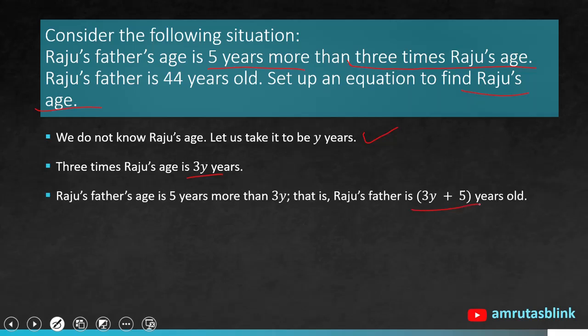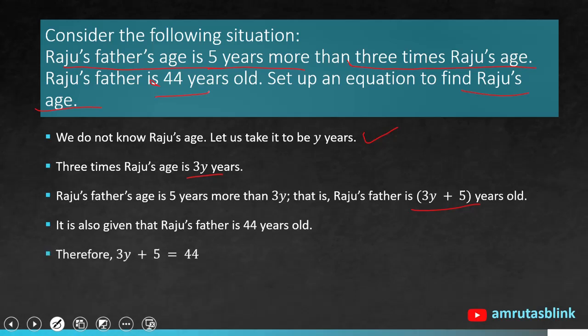And it's given that Raju's father's age is 3y plus 5. But it's also given that Raju's father is 44 years old. Hence we can say 3y plus 5 is equal to 44, and this is the equation of the given scenario. That is, if Raju's age is y, then 3y plus 5 is equal to 44.